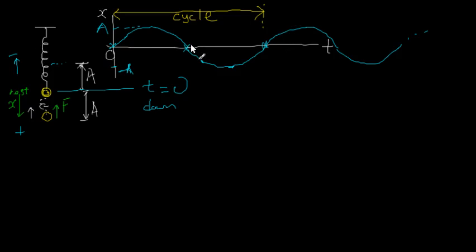The time taken for one cycle, in a previous session, I've called it T. T is the time from there to there. Time for one cycle is called a period. Period is the time for one cycle. So that's what it looks like.